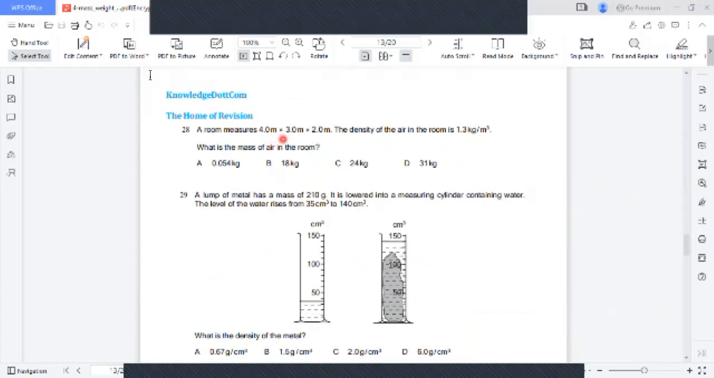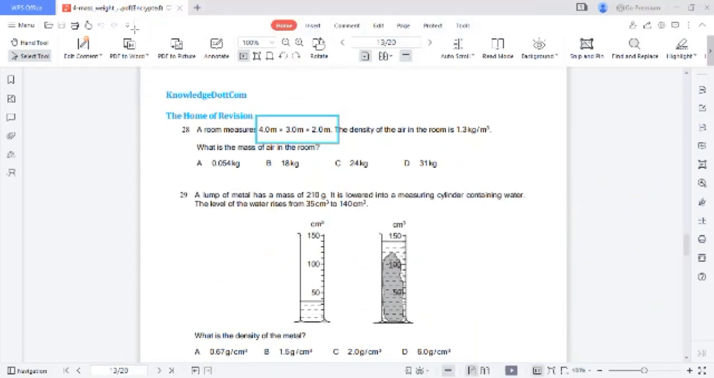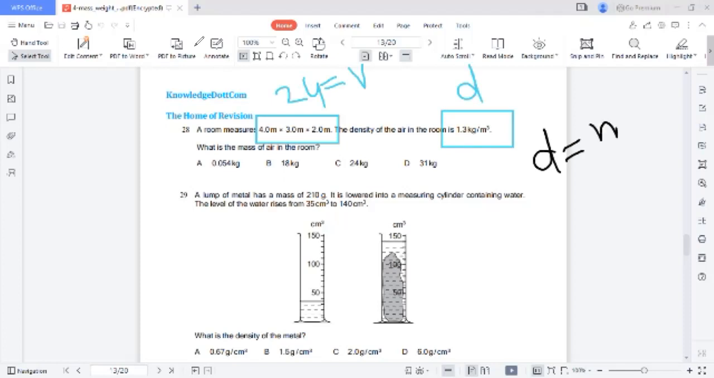A room measures four by three by two, like this is length, breadth, and height. It means 4 times 3 is 12, 12 times 2 is 24. So the volume is 24. The density of the air is given here. What is the mass? So we know the formula. Density is mass over volume. So mass is equal to density times volume.